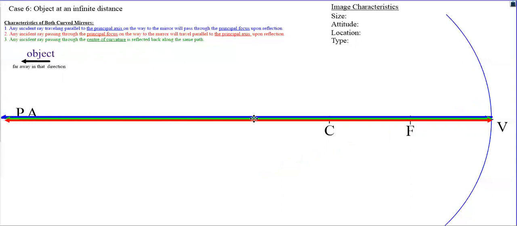So in reality, most objects that are at an infinite, quote unquote, distance away, all the light rays are going to appear parallel as they travel towards the mirror. And so they will reflect more or less parallel to the principal axis, and therefore they're all going to travel through the principal focus upon reflection.